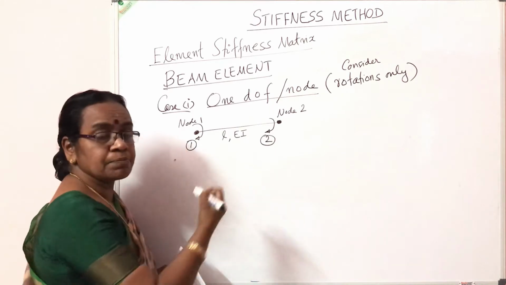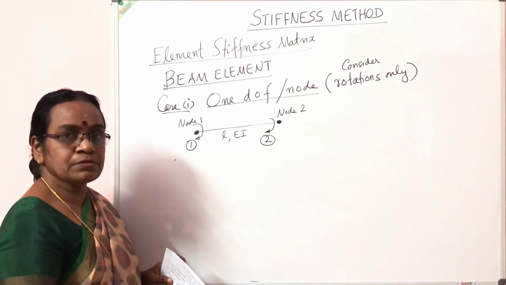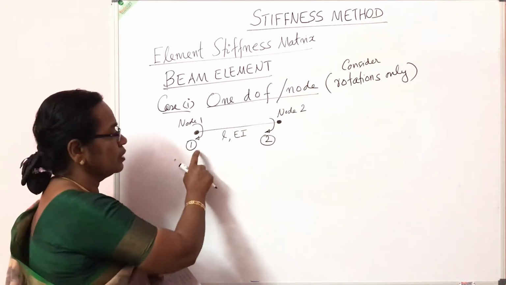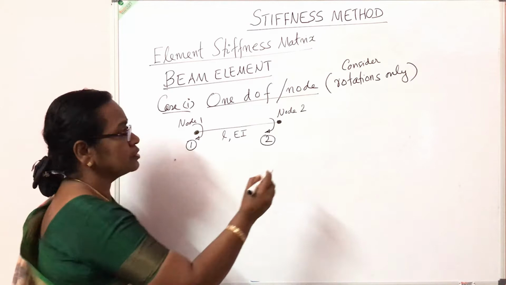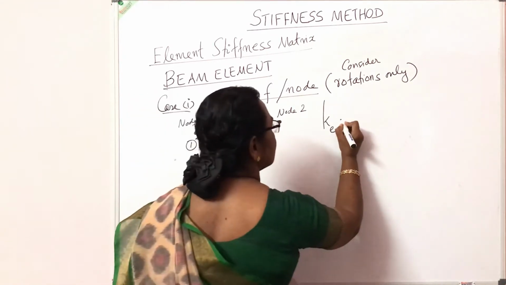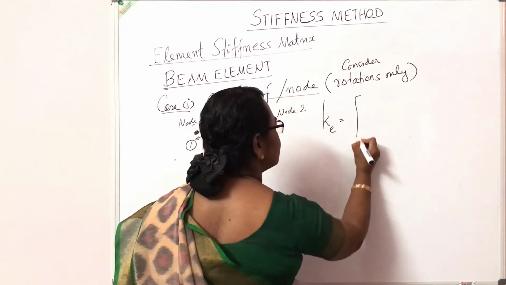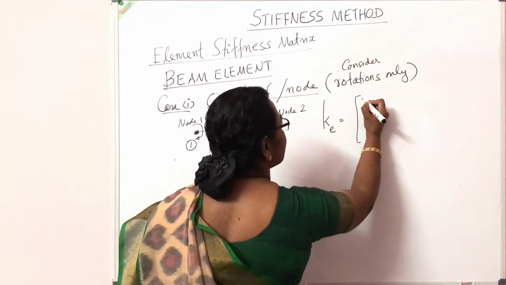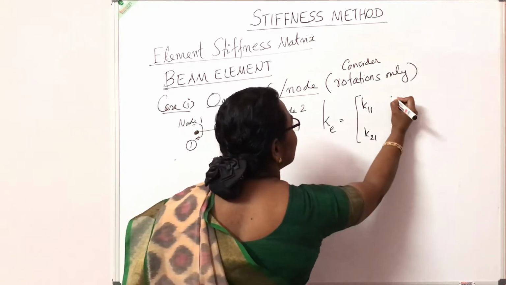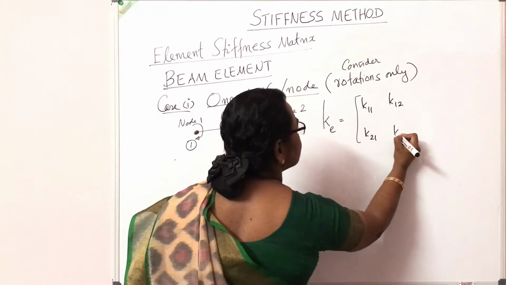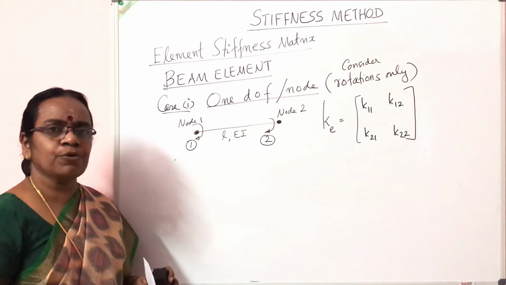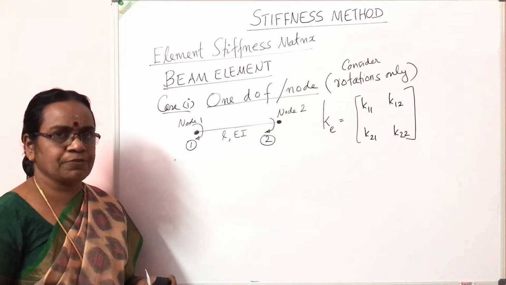This we have already seen based on the stiffness influence coefficient principle. How to develop the stiffness matrix? There are two coordinates here. So for the element stiffness matrix, we use small letter k with a suffix e. This will be a 2 by 2 matrix. The first one will be K11, K21, K12, K22. We have to arrive at the 4 influence coefficient values.